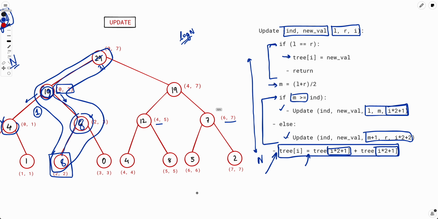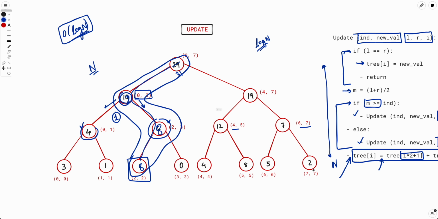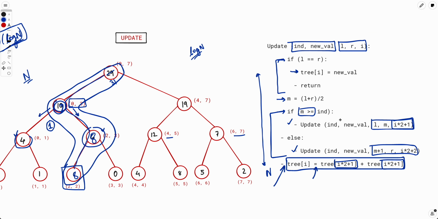Now, we know how to build the tree. Building a tree requires order n time, and we also know how to update a particular value in the tree. Updating a value in the tree requires order log n time as well. Basically, this entire recursion would run in order log n time. Why? Because each time you are either going left or going right. So if you are going left, you are skipping the entire right half, right?